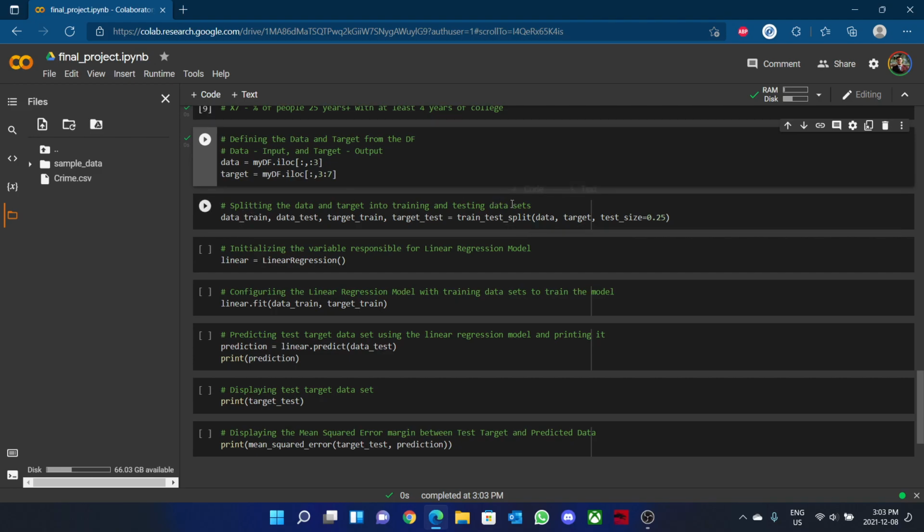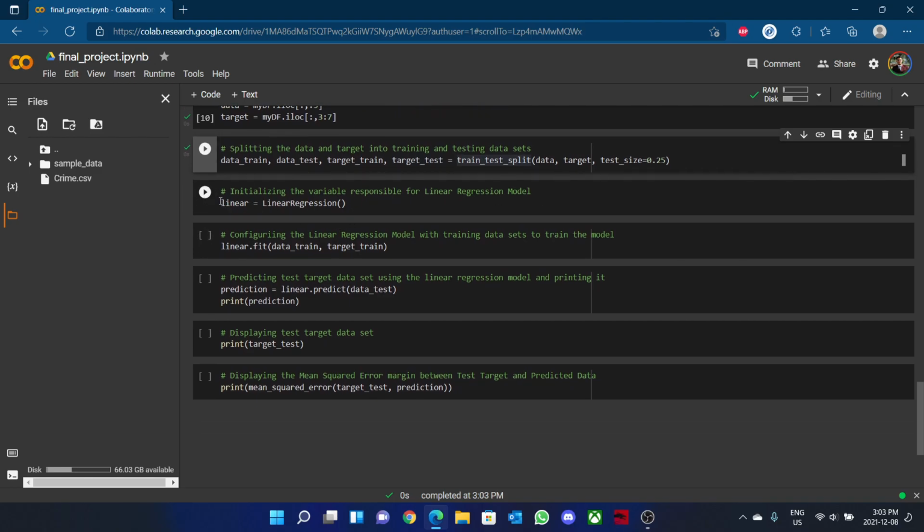Now we'll split the data into training and testing data sets, so we can train our linear regression model. The data train and target train will input the data into the machine, and then we will tell the machine what we are looking for, what the answers are. Data test and target test will be used when we are looking at the predictions. So let's split the data.